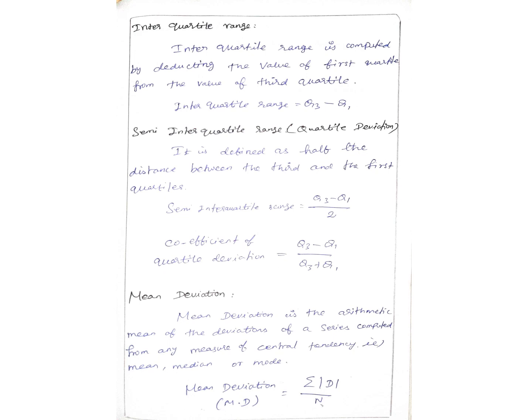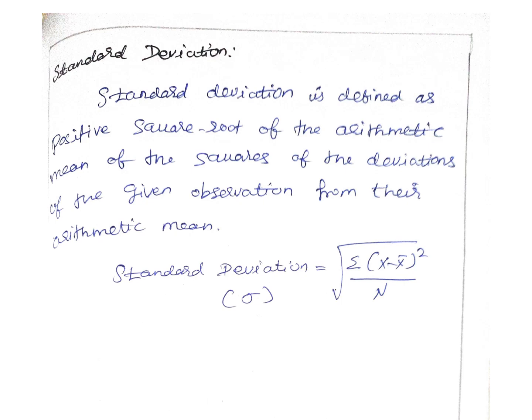Next, mean deviation. It is the arithmetic mean of the deviations of a series computed from any measure of central tendency like mean, median or mode. The formula for mean deviation is the summation of the modulus of d divided by capital N. Next, standard deviation. The standard deviation is also called the root mean square deviation. It is the square root of the mean of the squared deviations from the arithmetic mean. It provides accurate results.